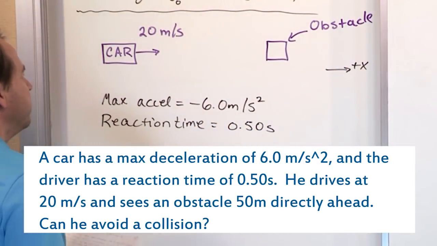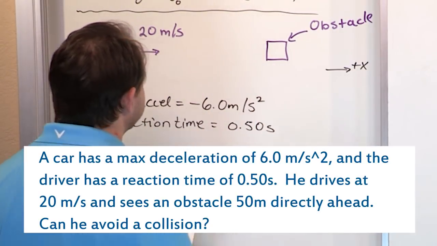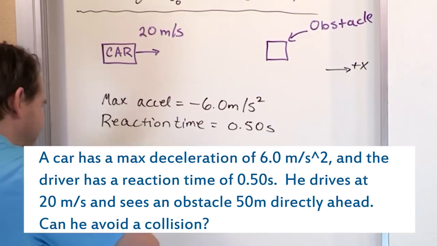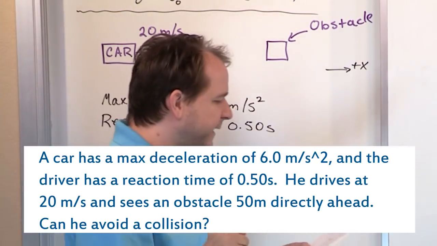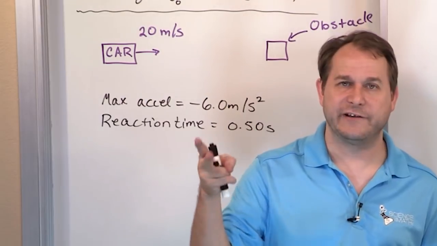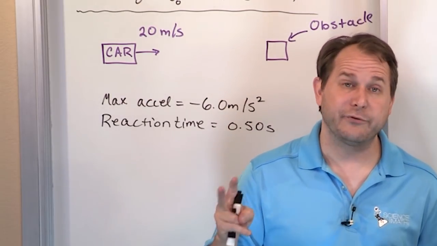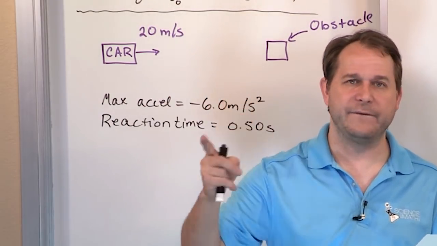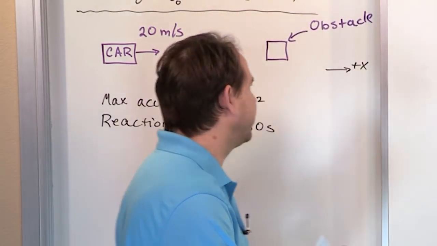It could be a cow, could be a tree, could be a horse, I don't know, something. It's a box, right? Now, we have to do a little bit of translation. The problem says max deceleration, 6 meters per second squared, we got that. Reaction time, we got that. 20 meters per second, that's how fast he's driving. We wrote that down. And he sees an obstacle 50 meters ahead. We have to put that in our picture.